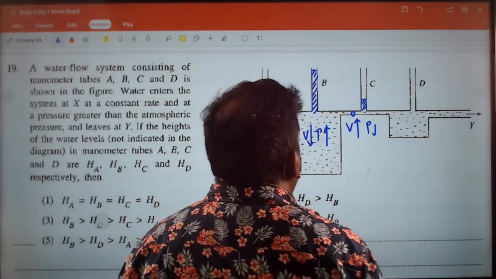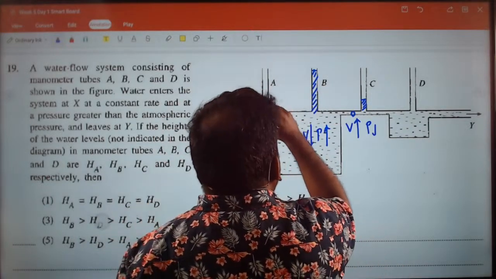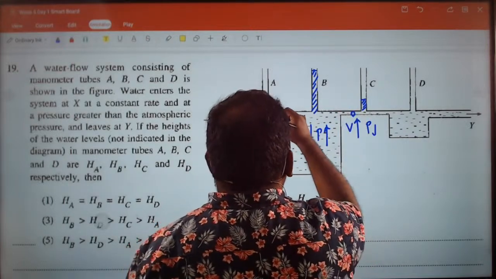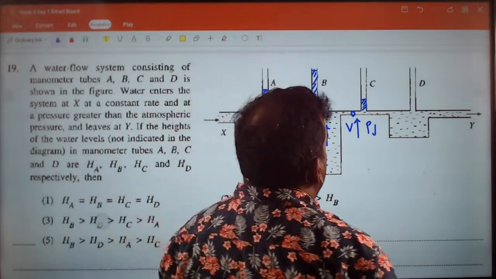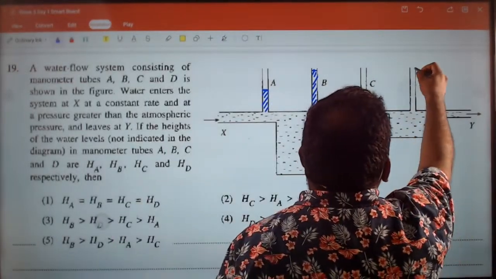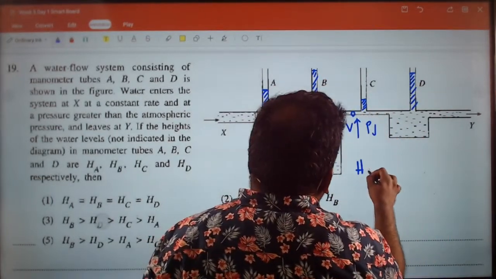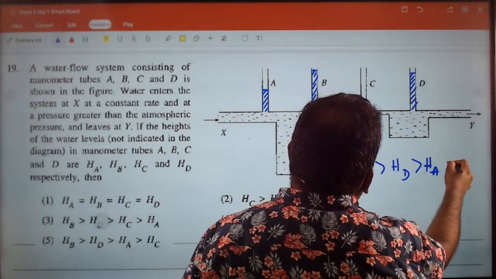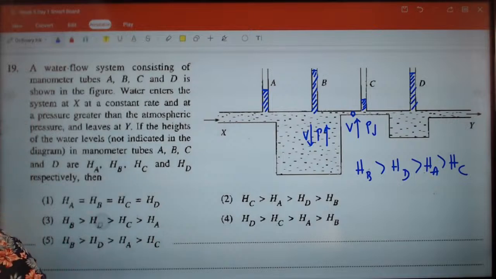Now, second bigger one. So velocity is slightly lesser, means pressure is slightly more, height is slightly more. Here area is slightly less. So greatest height is at B, then D, then A, finally C. BDAC. Correct answer is answer number 5. Right.